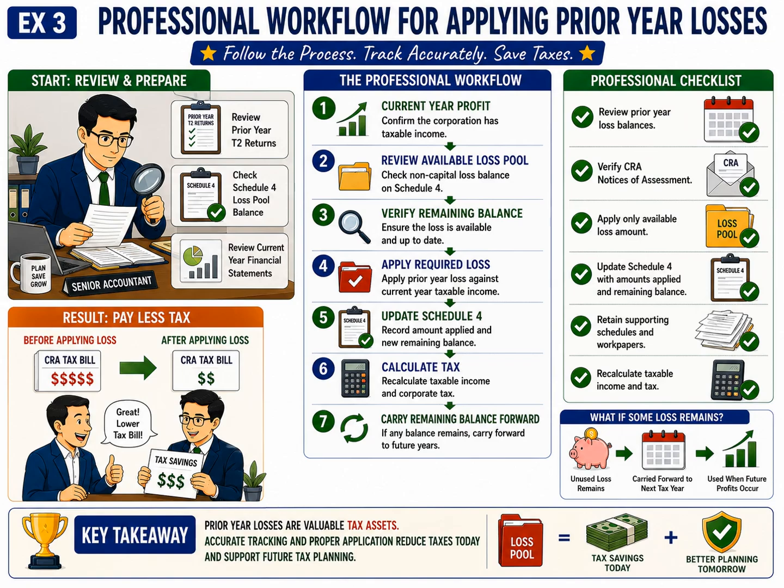Once the available balance has been confirmed, the accountant determines how much of the loss should be applied. In some situations, the entire loss may be used to reduce the current year's taxable income. In other cases, only part of the loss may be applied, leaving the remaining balance available for future taxation years.